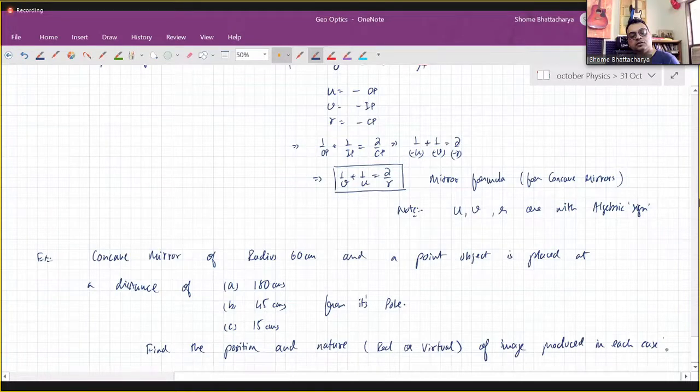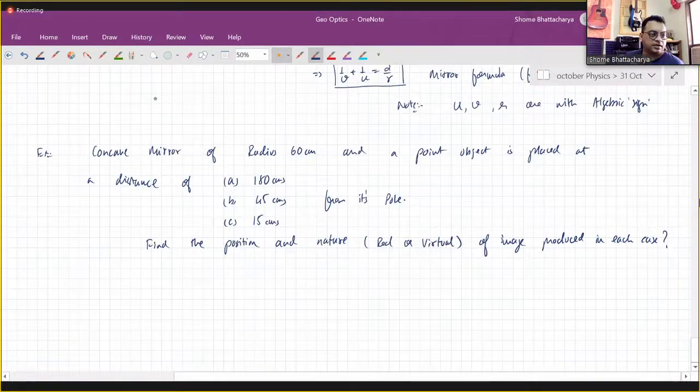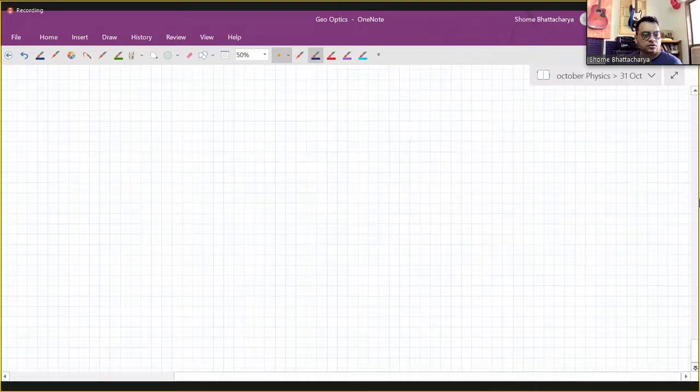So let's work this out on the board. I'll give you more questions to do yourself. Okay. But let's understand not only the application of the formula, but the interpretation of the result in each of the case. Okay. So I'll write down the question first.